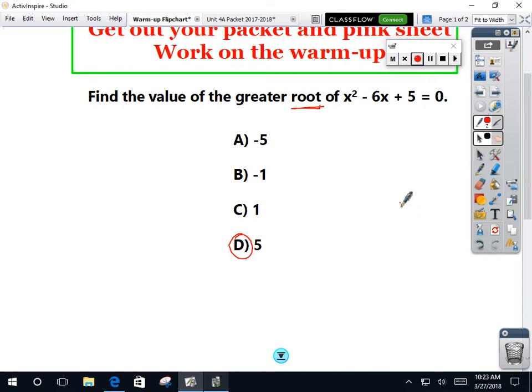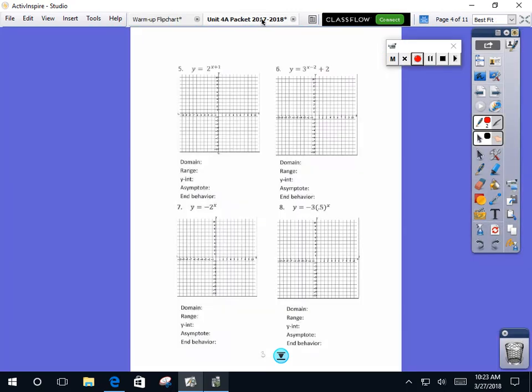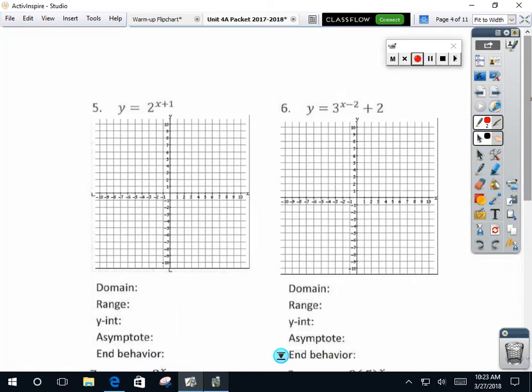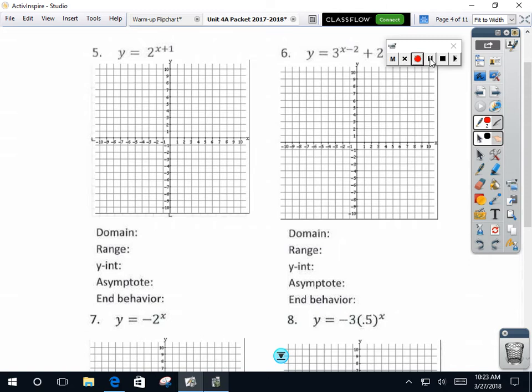Okay, now turn in your packet to page 3. Page 3. Ethan, turn around. Number 5. What is the A value here?